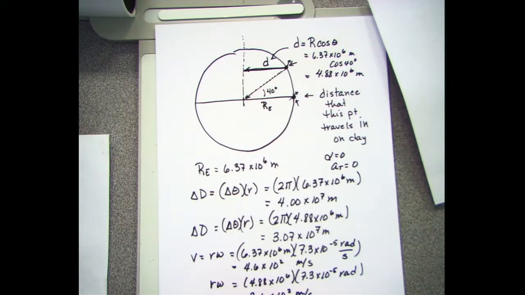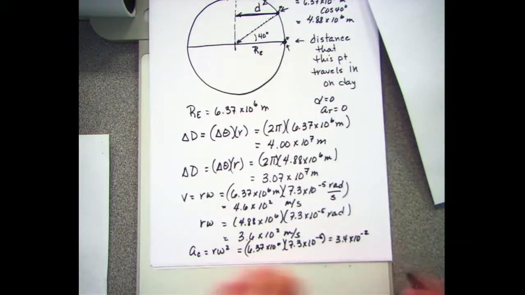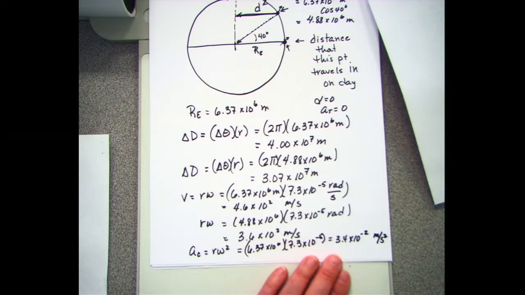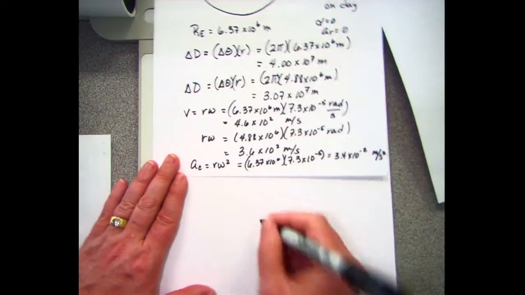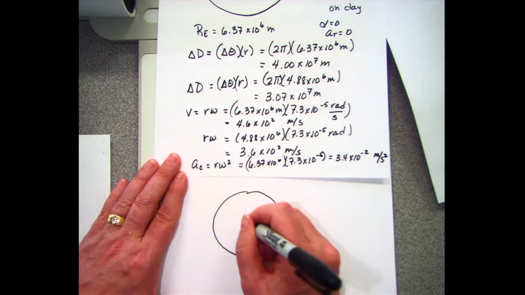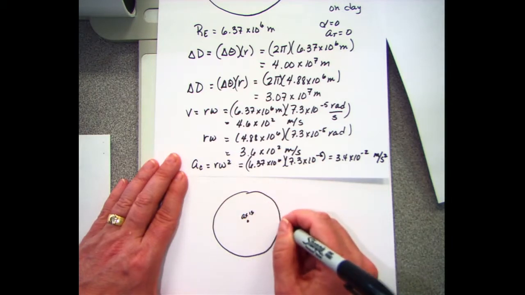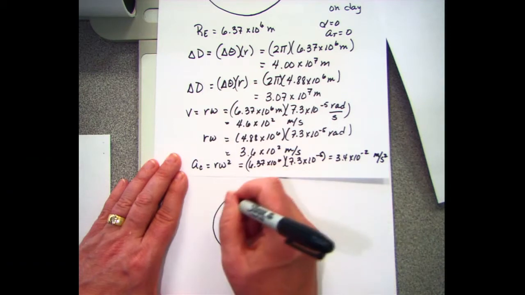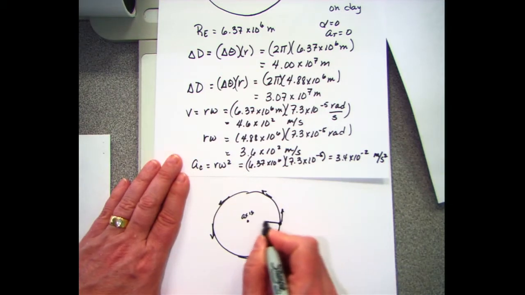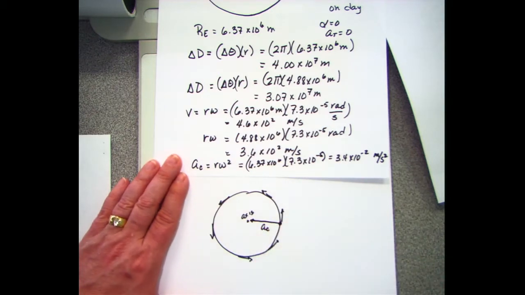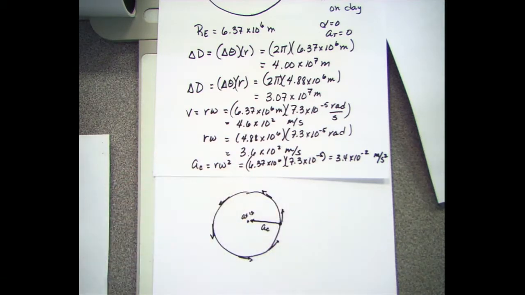So let's do one just for grins and giggles. If I do my 6.37 times 10 to the 6th, times 7.3 times 10 to the minus 5, it's going to end up being 3.4 times 10 to the minus 2 meters per second squared. So this centripetal acceleration comes from the fact that if I'm looking at it from a top-down point of view, from my merry-go-round, here's the center. This is where my axis is. This point is moving around this way. This is the centripetal acceleration towards that, just because I'm moving around in a circle.